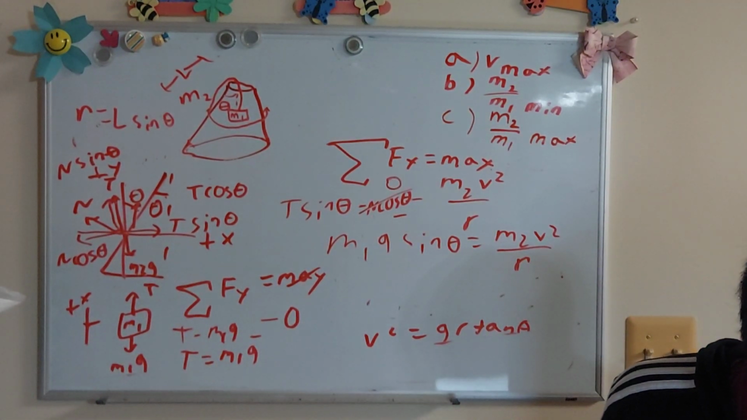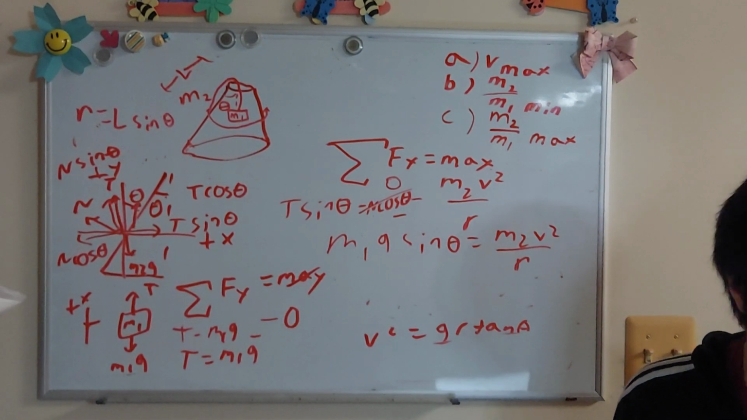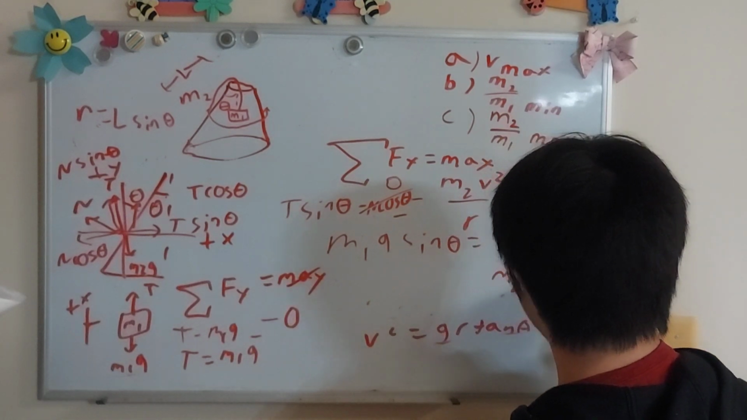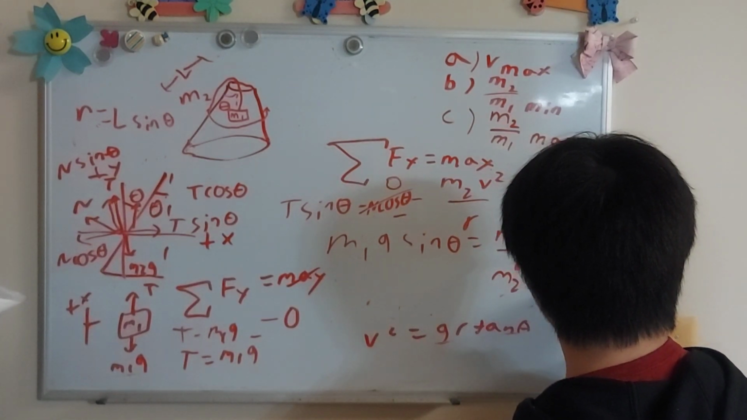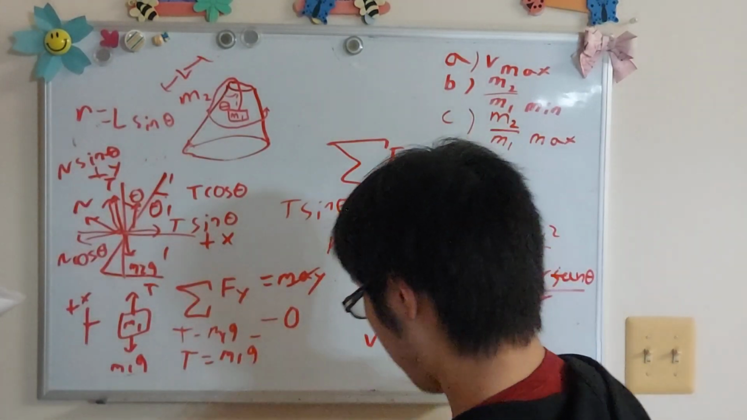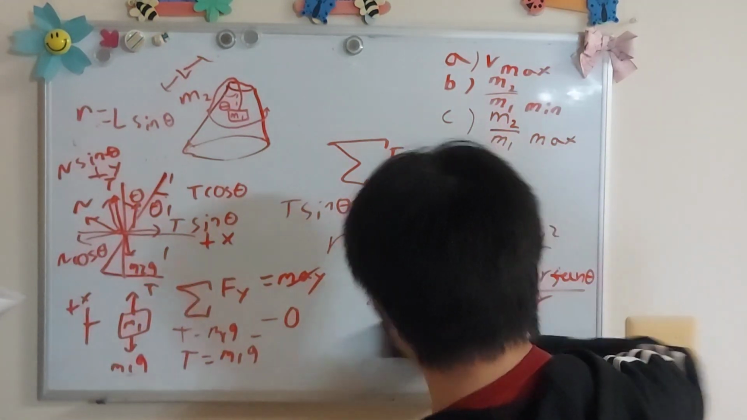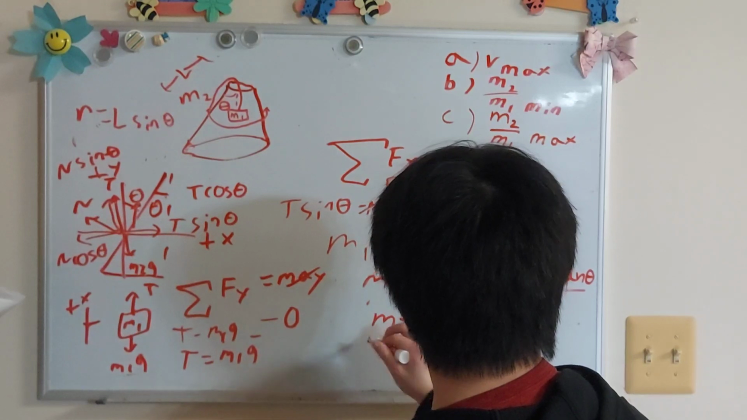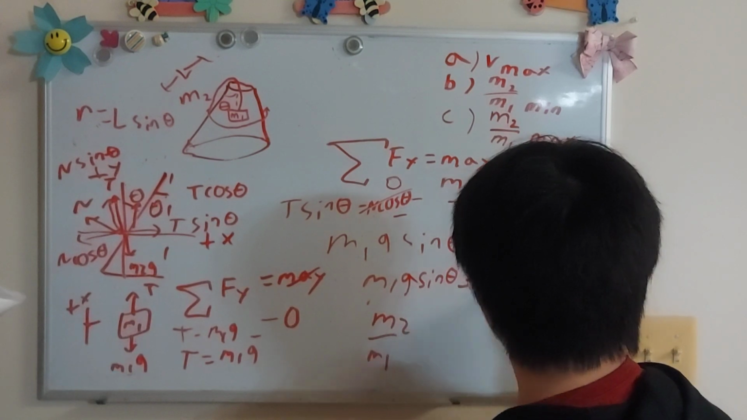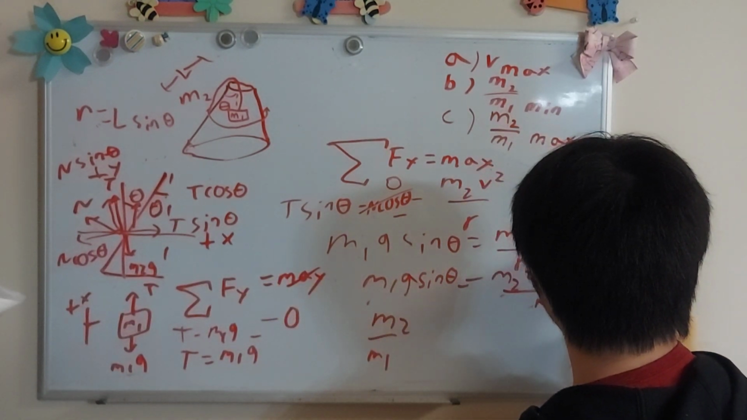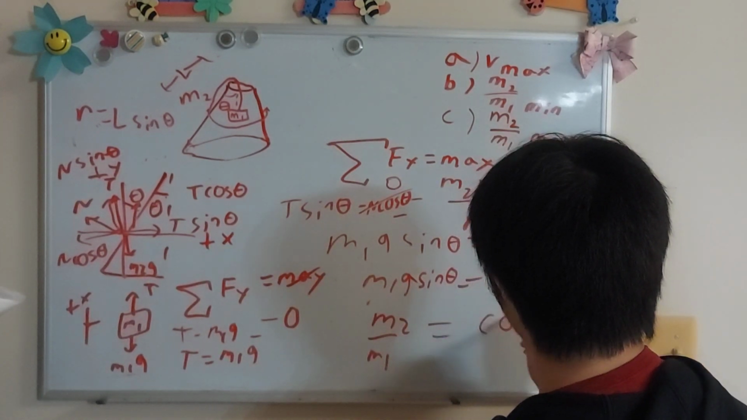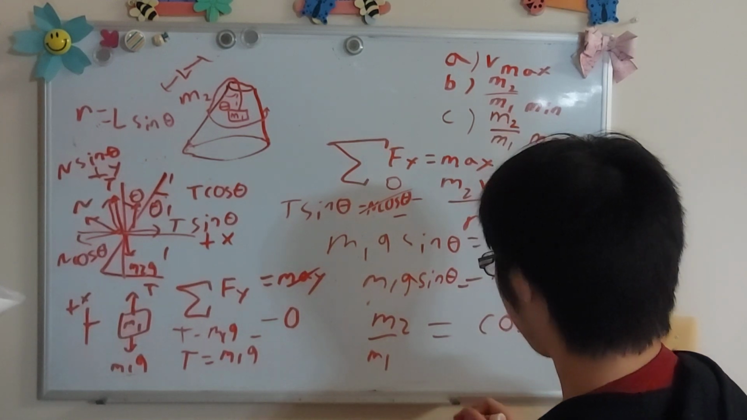But anyways, since we already found our velocity, we can plug that in. Sorry for screwing up so much today. And we find that m2 over m1, by the way, tan theta is just sine theta over cos theta. Hopefully you remember that. And that just means that m2 over m1 is just cosine theta.